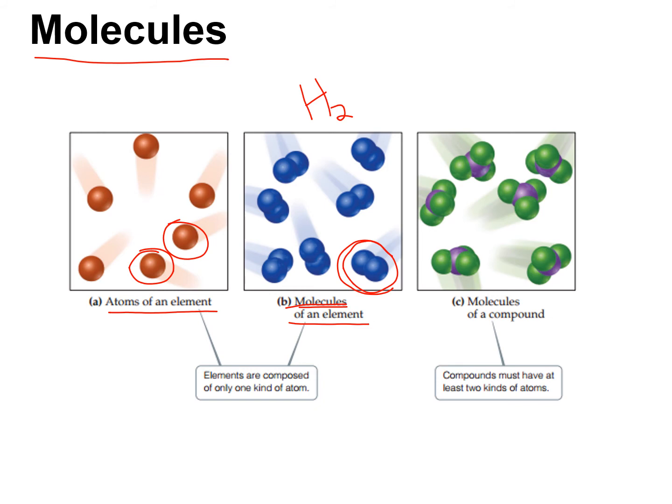But when you have two or more different atoms bound together, then it's a compound. So this is an example just by color. You have three green atoms of a green element, bound to one purple atom, a purple element. So now this is a molecule, but it's also called a compound because it has at least two different types of atoms.